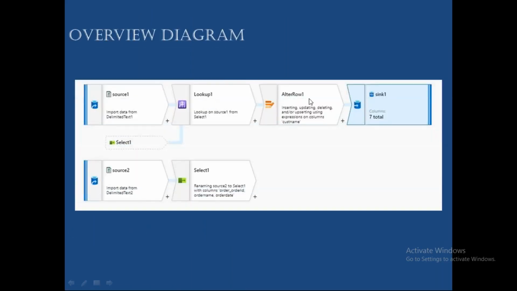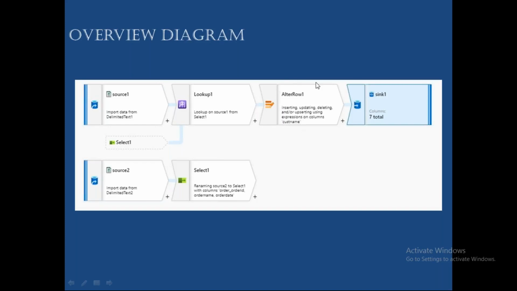Overview diagram. You see, our data flow will look like this. I'm going to read source 1, that is nothing but the customer details. Source 2 is my order information. In this, I will just rename the order ID. This is my primary stream, and this is the lookup stream. So I'll look up this customer details on this orders data, and I will get the output.